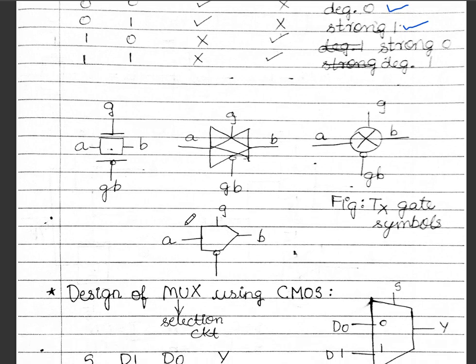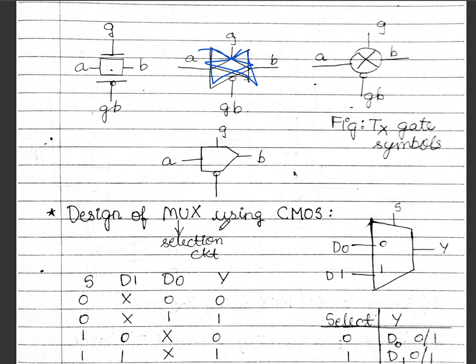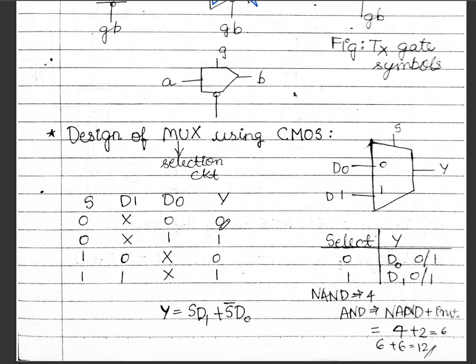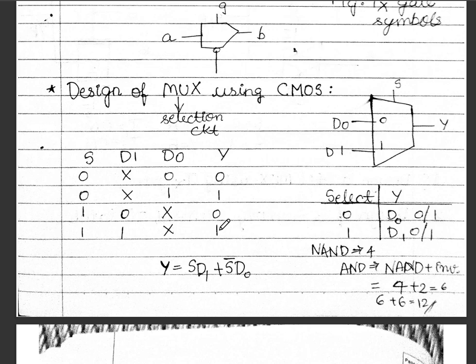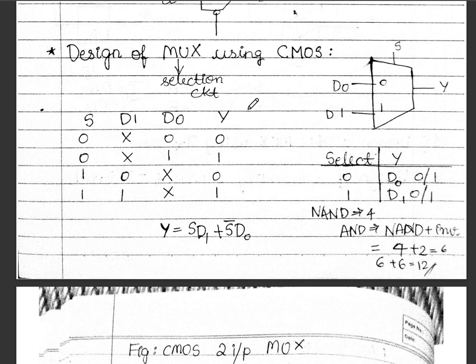So these are various transmission gate or transistor gate symbols. You can represent the pass transistors like this also, in the form of a square, or like this, inside a circle with a cross mark, and it has 4 terminals. The probable question asked in this topic would be: design a MUX using CMOS. So first we'll consider the 2:1 multiplexer. Here we have one select line and 2 inputs D0 and D1 and one output Y.